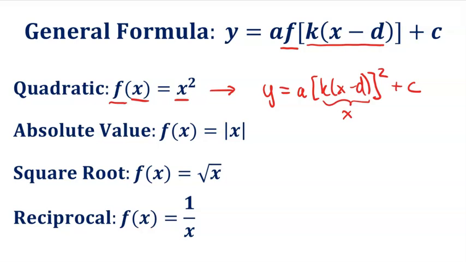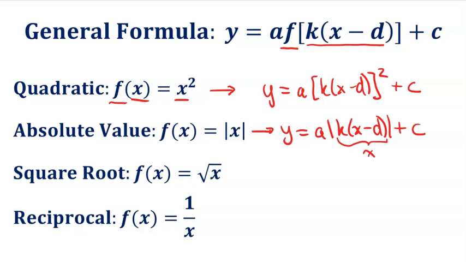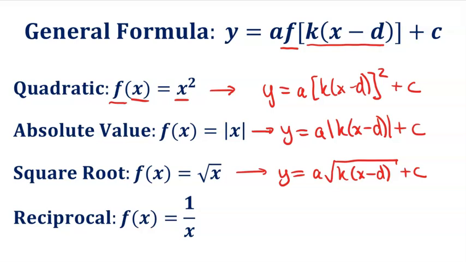So the k and the d are things that are affecting the x value, and the a and the c are things that are affecting the y value. If we apply that to the absolute value function, it looks like this. The k and the x minus d is in place of the x that was in between the absolute value bars, and then the a and the c are outside of that. If we look at the square root function, we see a very similar thing, where we have a, then we have the square root of k times x minus d, and then the plus c is outside the square root.